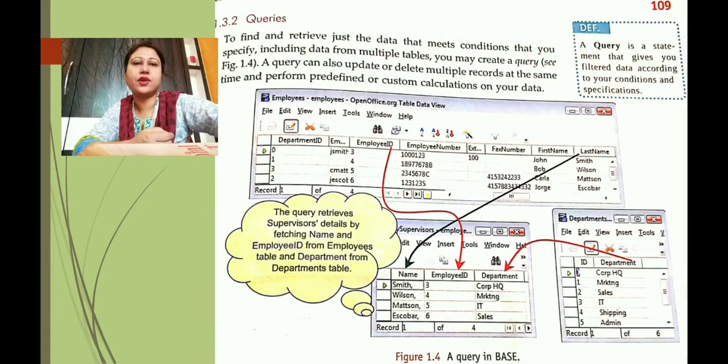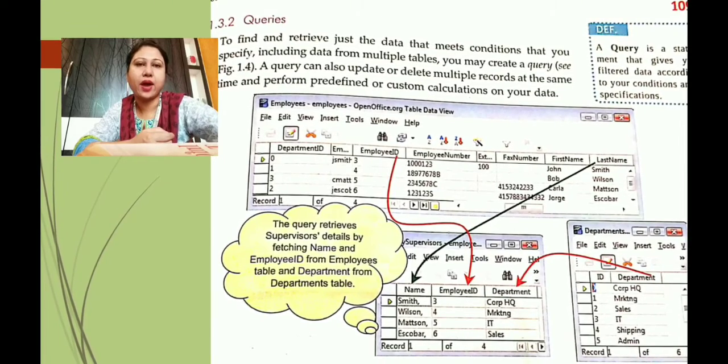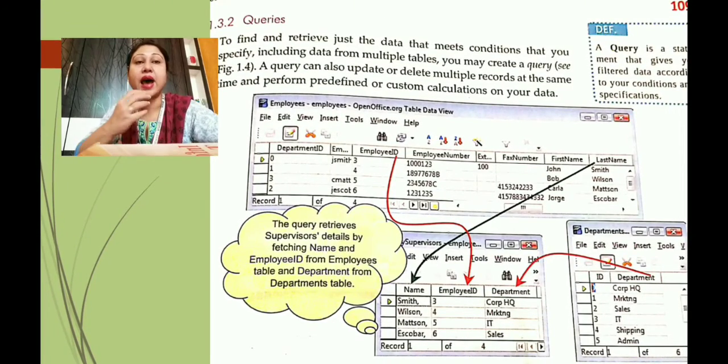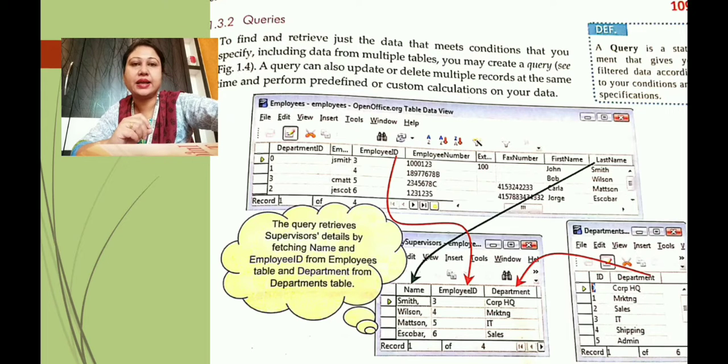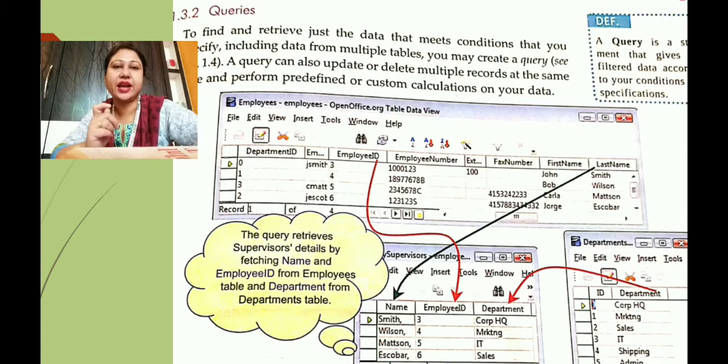So first of all, here we have queries, the first database object. So what is a query? In order to find or retrieve the data which will meet the conditions which we specify, based on certain conditions which the users will give, we can find, retrieve and extract data from a database, including data from multiple tables, that means from different tables, and we can create a query.